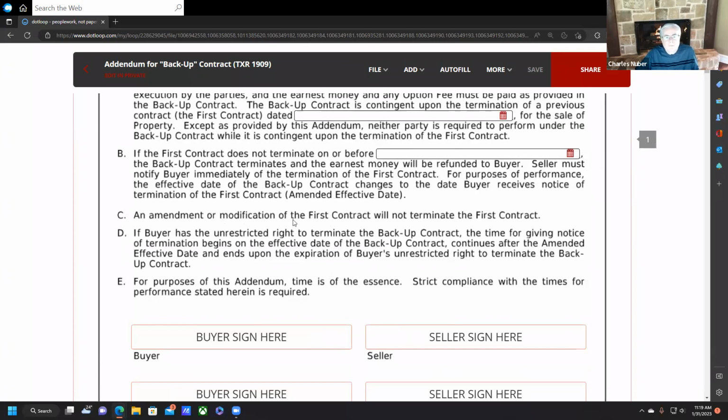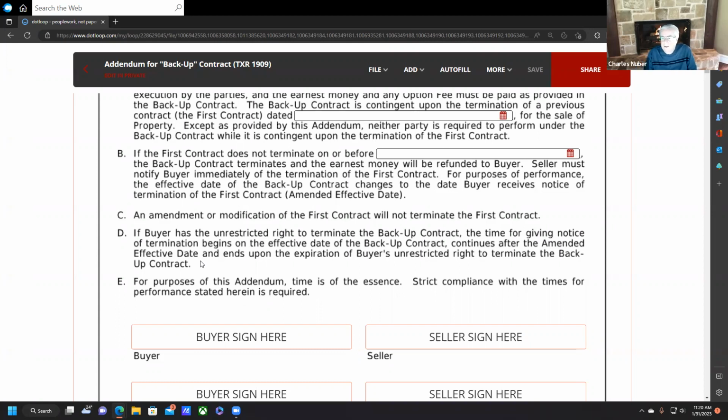An amendment or modification of the first contract does not terminate the first contract. Okay. Buyer has the unrestricted right to terminate the backup contract. The time for giving notice of termination begins on the effective date of the backup contract and continues after the amended effective date and ends on the expiration date of the buyer's unrestricted right to terminate the backup contract. So time is of the essence, okay?